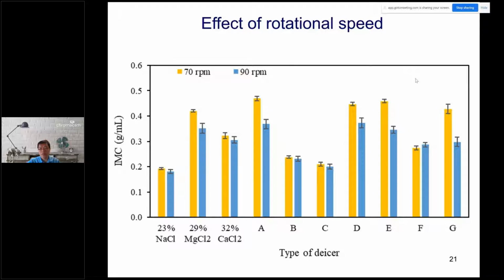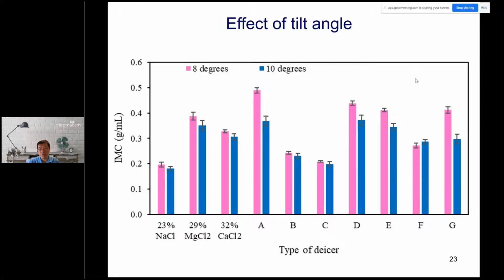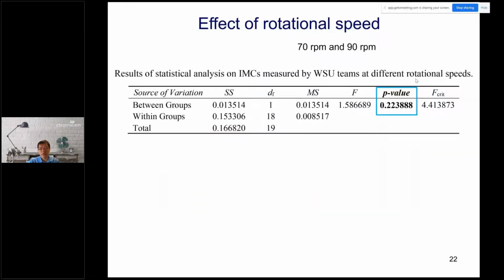Now, what about rotational speed? We look at 2 likely rotational speeds, one is 70, one is 90. With that variation, again, we conduct this ANOVA analysis. The p-value is greater than 0.05, meaning the rotational speed is not a significant factor for the ice melting capacity result.